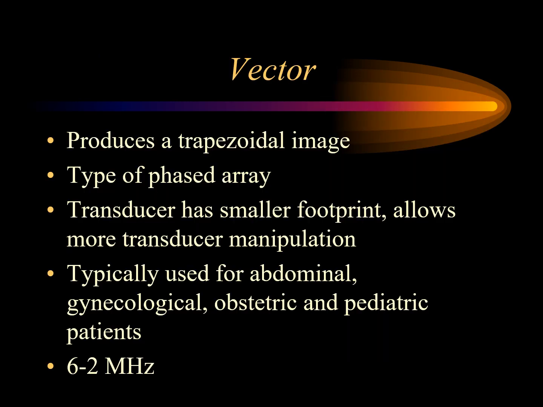With a vector transducer, this will produce more of a trapezoidal image and is a type of phased array. So with this transducer, it has a smaller footprint and allows for more transducer manipulation. It can be great for abdominal scanning, OBGYN scanning, and even pediatric patients. And the typical megahertz is 6 to 2. So it has a much lower megahertz or frequency, and therefore you are going to lose a little bit of that detail or resolution as well with this type of probe.